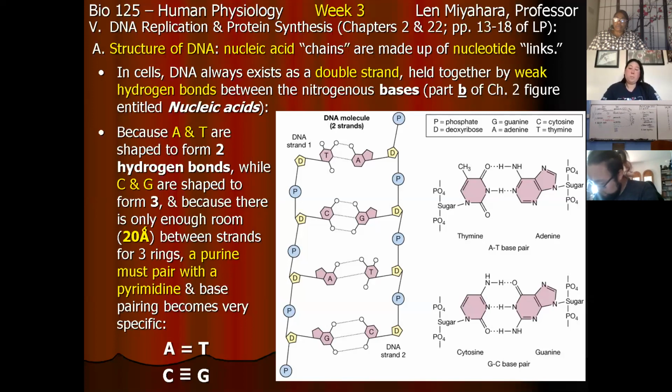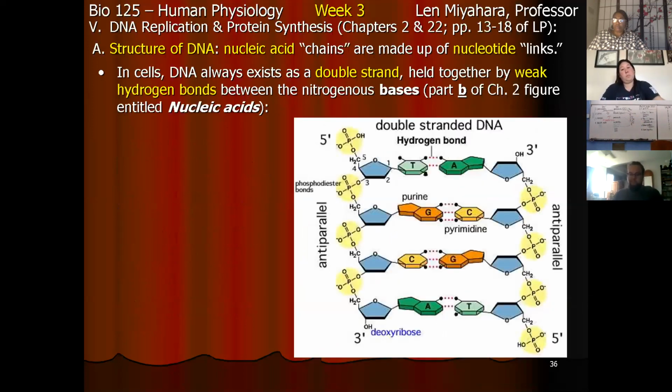Now, when you look at this, if you're looking at the double helix with a critical eye, are these 2 strands mirror images? Is there a left strand matching up to a right strand? You might see it better on this figure.